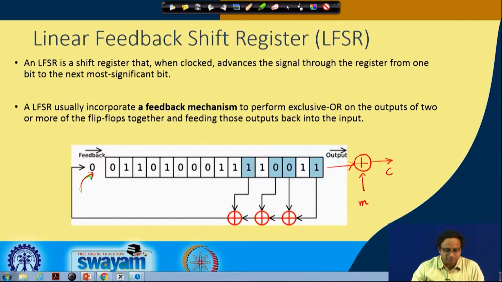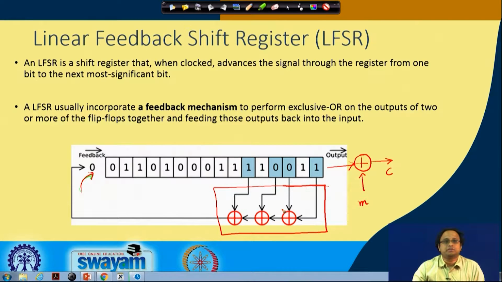Now, for the LFSR, one of the most important things is how you calculate this feedback. As you can see here, this is my feedback generation circuit. There are some XORs that have been used, and the reason the feedback only uses XORs is why it is called an LFSR, or linear feedback shift register. It is because it has only XORs, which are linear gates.